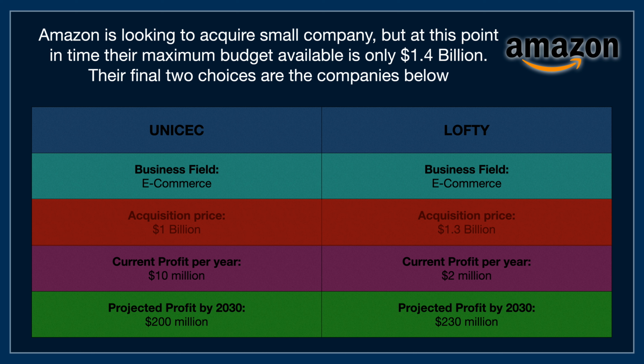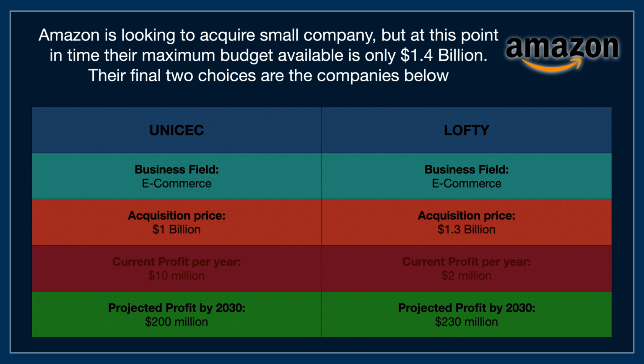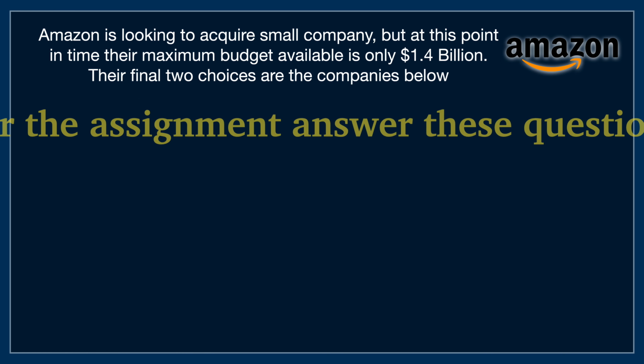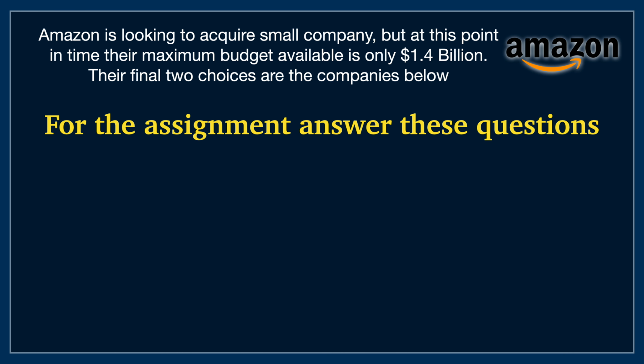Unisec's acquisition price, they're looking for $1 billion. Lofty is looking for $1.3 billion. And remember, you have the budget of 1.4, so they both fit under that. Unisec is currently profiting $10 million per year, and Lofty is profiting $2 million per year. And then their projected profit by 2030 is Unisec is projecting $200 million by 2030, and Lofty is $230 million. So for this scenario, if you pick this one, these are the 3 things you're going to answer.